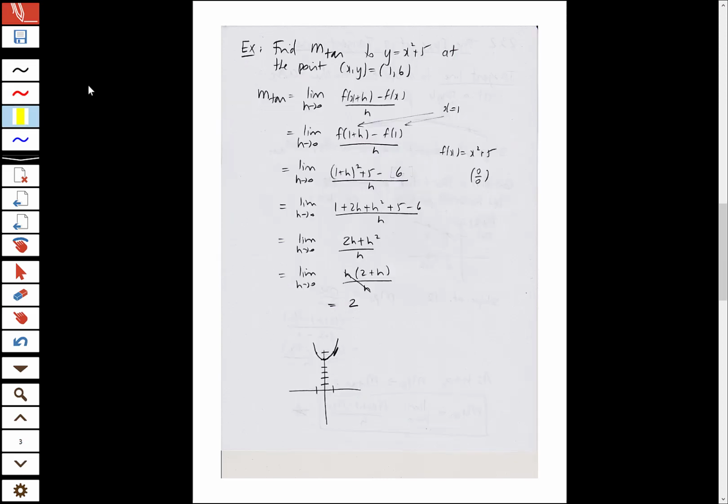So here's our first big calculation example. We want to find the slope of the tangent line to the curve y equals x squared plus 5 at the point where (x, y) is equal to (1, 6). Okay, so let's break into a new page and try that.